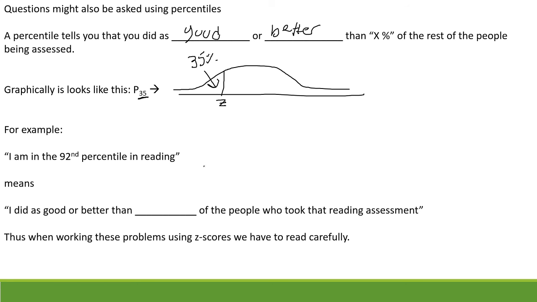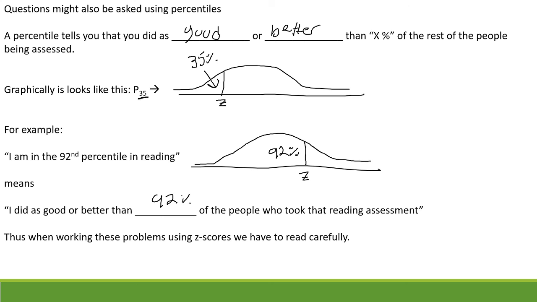So 92nd percentile means that you have your bell curve here, as best as I can draw, and here's your z-score, and that means that you're better than 92% of the people that took the exam or reading or whatever. So this means that 92% is behind your value. So once again, just make sure you read the problems carefully, because again, it's no different than what we just did. It's just going to be said with different wording. Okay.